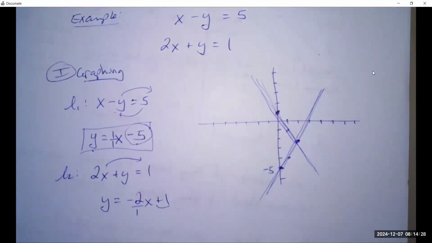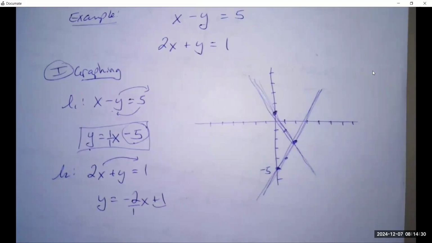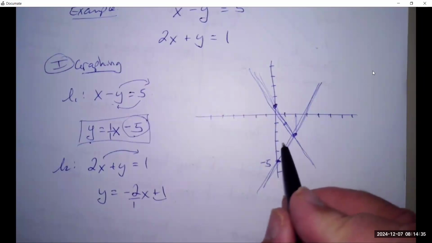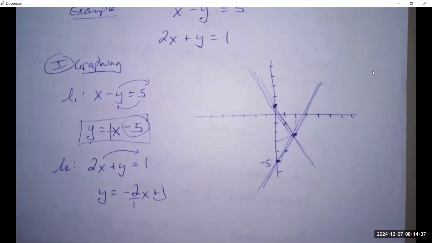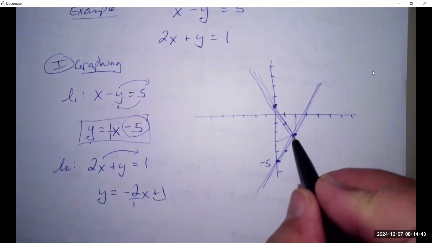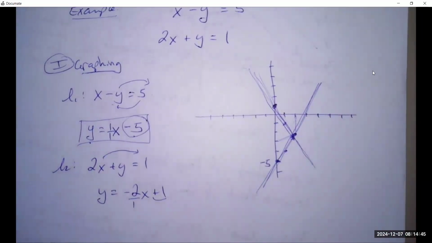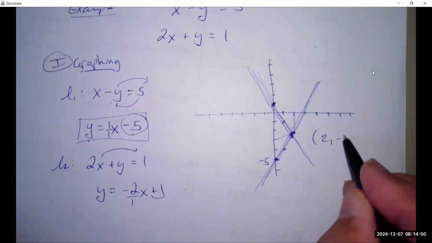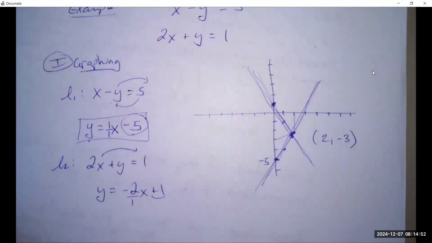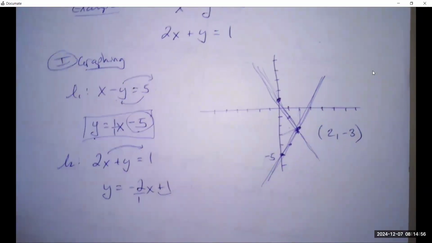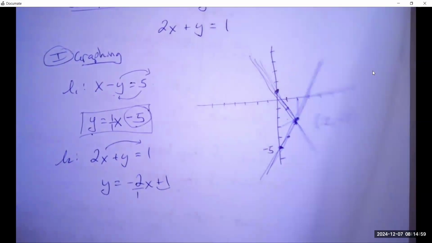Unless we have rulers and everything else, we're dependent on what we see here. So I'm thinking the closest we have is going to be that. It's actually down here. So we're saying our solution is 2, negative 3. If not, then it's 2, negative 2. We'll try that. All right, so that's graphing. Only as good as the graph itself.